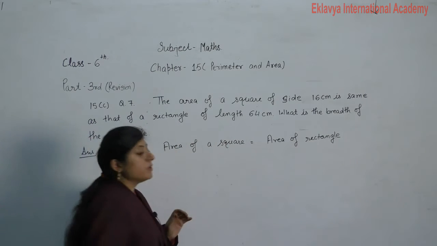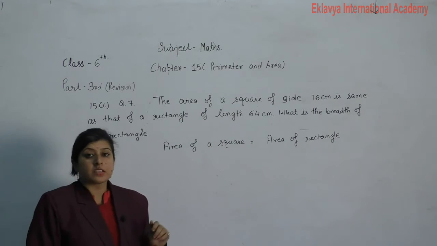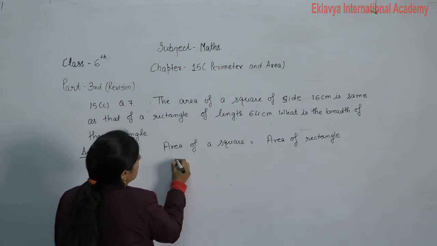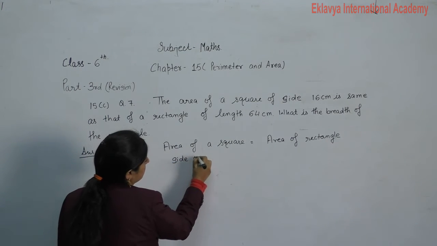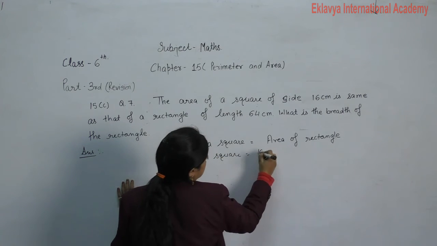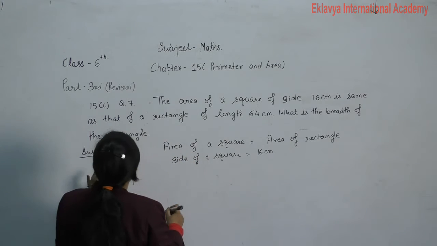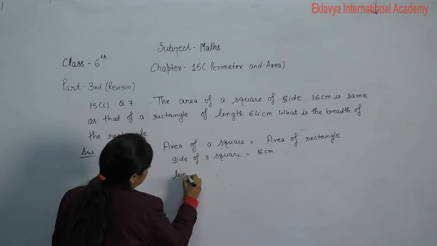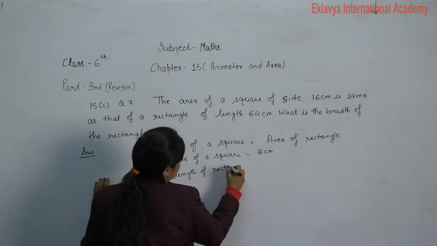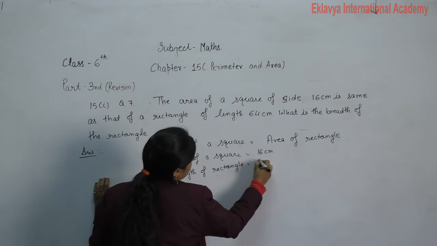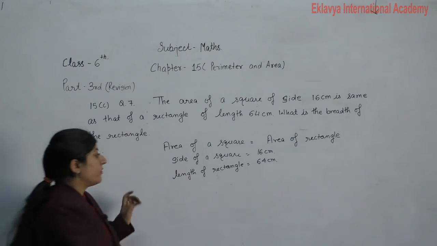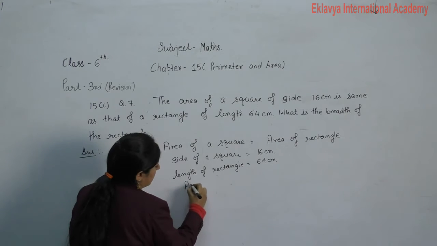It is given to you that the area of a square is equal to the area of a rectangle. Now the side of the square is equal to 16 centimeter and the length of the rectangle is 64 centimeter. See, now firstly find out the area of the square.